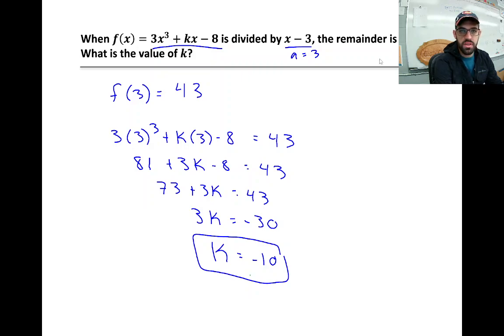So it's a novel way of setting up or asking you a question about the remainder theorem, but it's not that difficult. If they asked the question a different way, and they said the exact same function with a k value in there, and they said it's divided by x minus 3, or if they said x minus 3 is a factor, what would be the value of k? Well, if x minus 3 is a factor, then we put 0 here instead of 43, as in f of 3 would be 0. But there's a remainder, so it's not a factor.